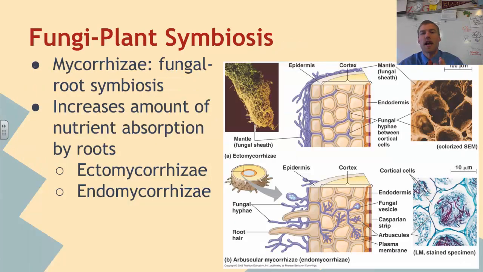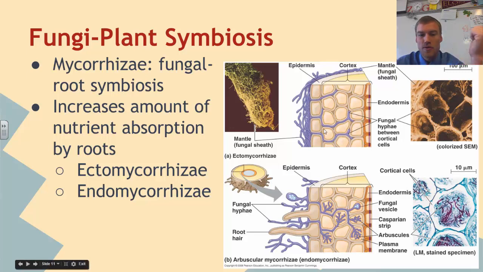There are also lots of fungi-plant symbiosis, so not just bacteria. What we have are these things called mycorrhizae, and these are fungal-root symbiosis. So what happens is that the fungal body kind of surrounds the roots, and in some cases can actually grow into the extracellular matrix, that space between the different cells, and that is going to increase the amount of nutrient absorption by the roots by helping to increase surface area.